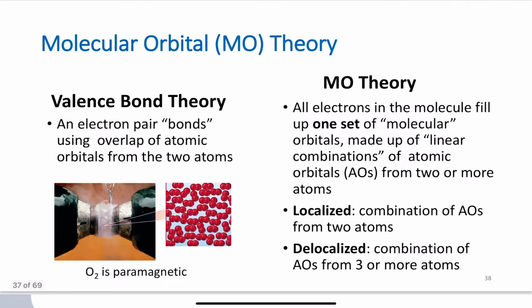This stuff comes back heavy in organic, so if you're going to take organic, you really need to know it. Even if you're not taking organic, you need to understand how this is pulled together. So molecular orbital theory. Remember, we just covered valence bond theory. In valence bond theory, an electron pair bonds using overlap of atomic orbitals from the two atoms. In molecular orbital theory, all electrons in a molecule fill up one set of molecular orbitals that are made up of what we call a linear combination of your atomic orbitals from two or more atoms.